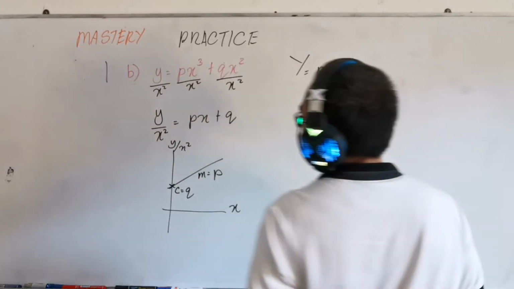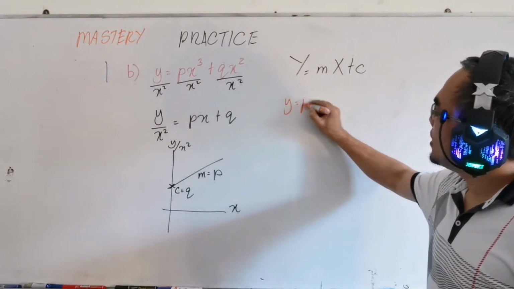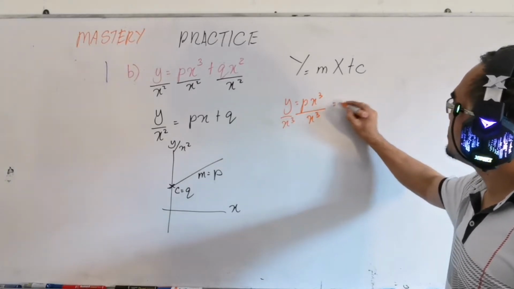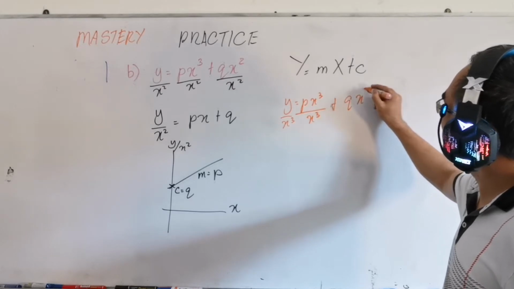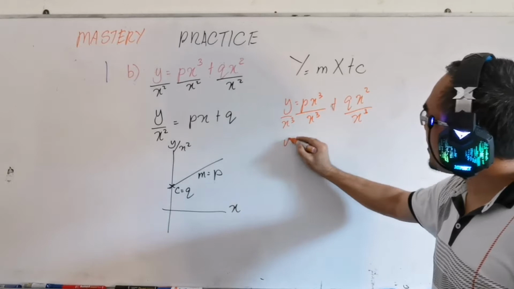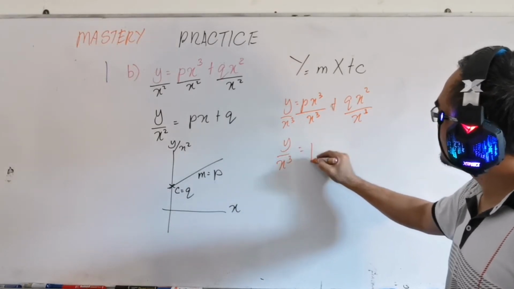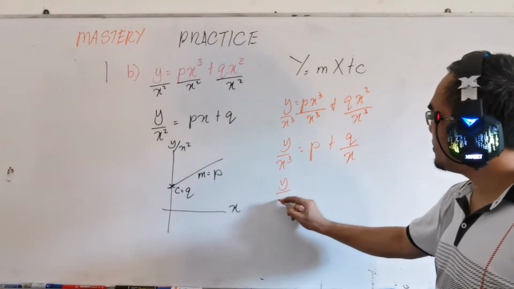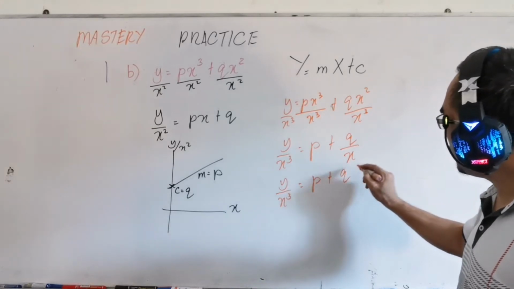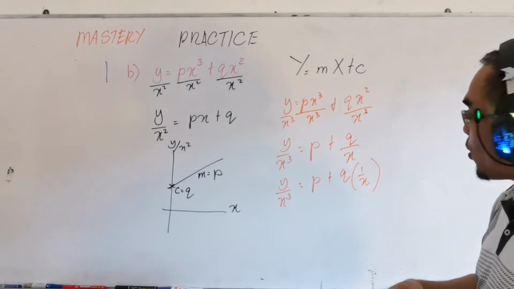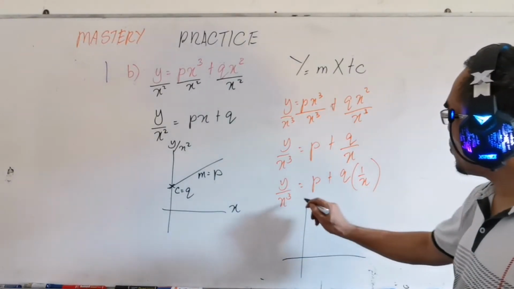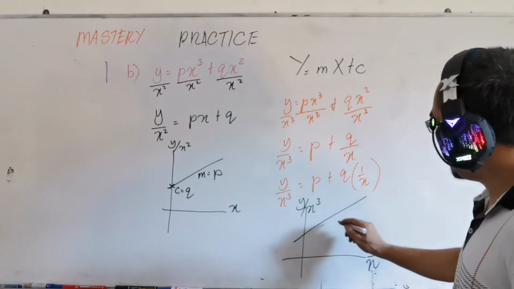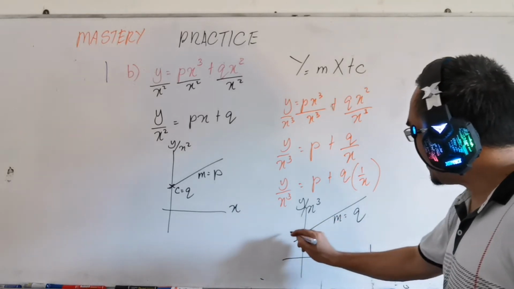The other option, you eliminate the x cubed by dividing by x cubed. So simplify. But then it's better to write p plus q, 1 over x. So you are going to draw y over x cubed against 1 over x. So the gradient m will be q and c is p.